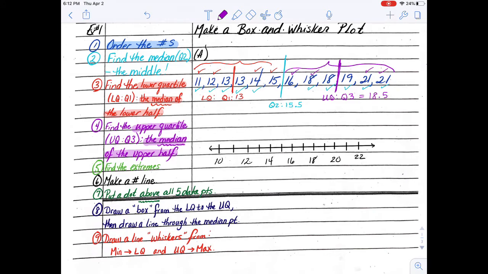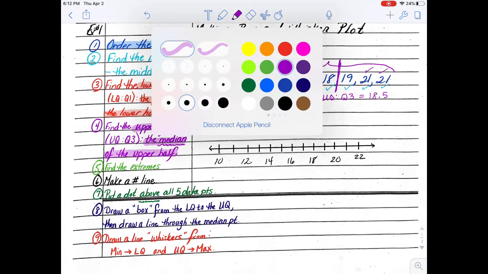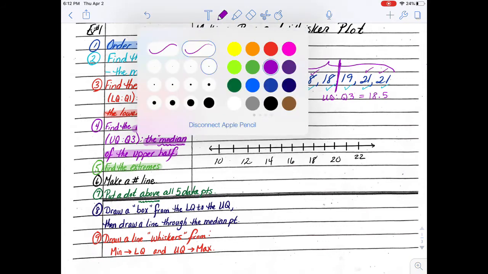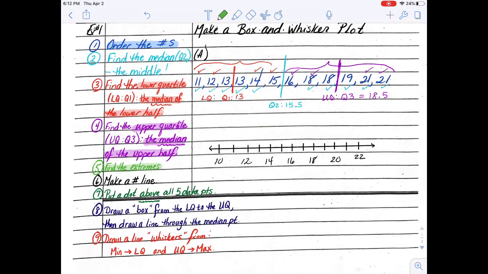Now, the last thing I need to do is to find my extremes. And those extremes, if you remember from our vocabulary up at the top, are my minimum and my maximum. Now my minimum, that's pretty easy to find, is the smallest number in my list. My maximum, also easy to find, is my largest number in the list.